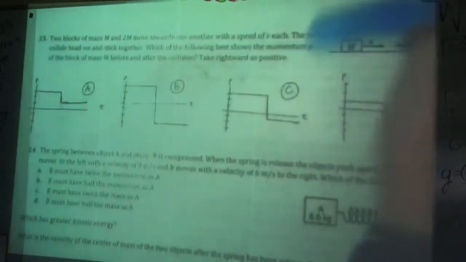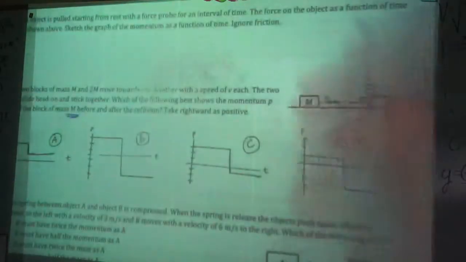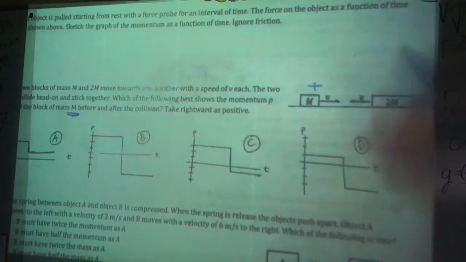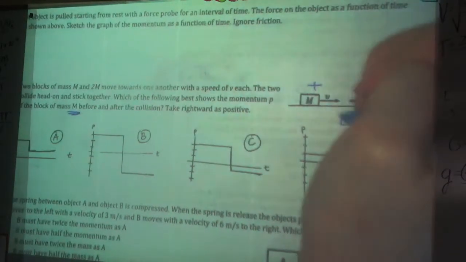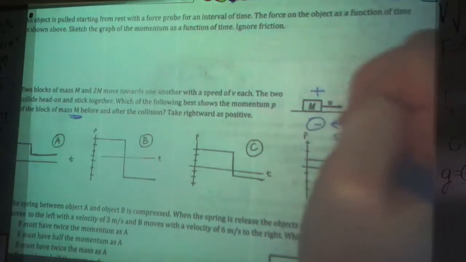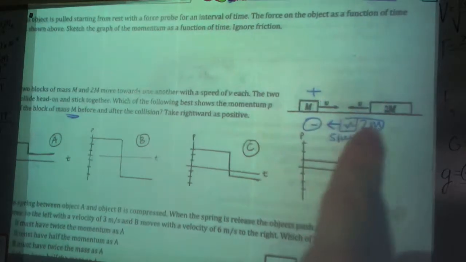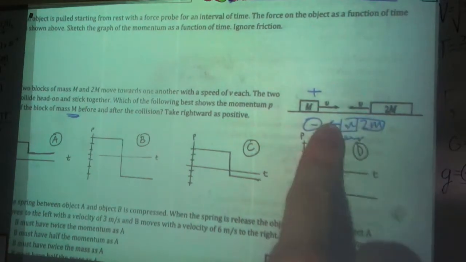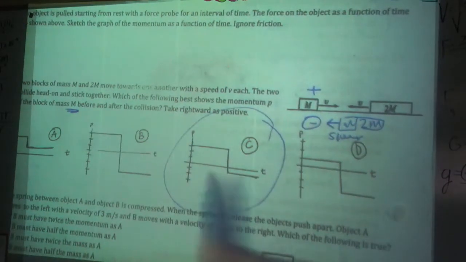All right, number 2, these two collide and stick together. Which is the momentum of M before and after? Well, first of all, it starts positive. And then when these two stick together, because this one has more momentum to the left, it's going to end up going to the left. So I'm going to end negative, and it's going to be slower than before, because this one's giving some of its momentum away to the first object, so it has to be slower. So the only one that starts positive, ends negative, but slower is C. Starting positive, ends negative, but a slow negative.